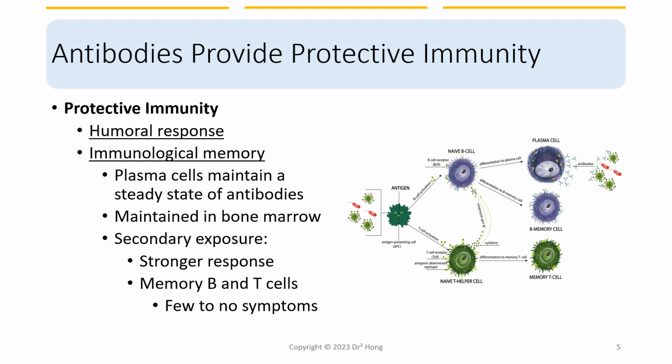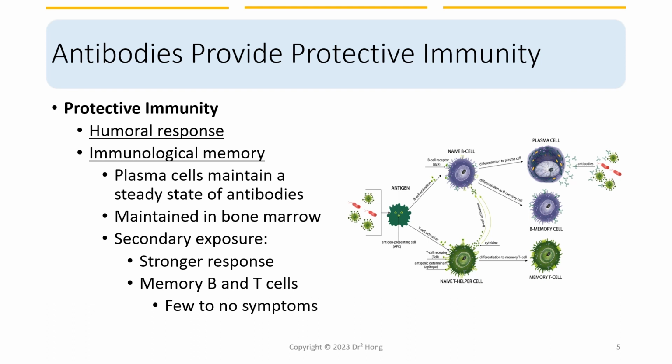Plasma cells maintain low amounts of antibodies in circulation. However, plasma cells are short-lived, and antibody production to a specific pathogen decreases over a period of a few months until a steady state is reached. Now, this steady state is maintained for life by plasma cells in the bone marrow. These antibodies are a form of immunological memory.